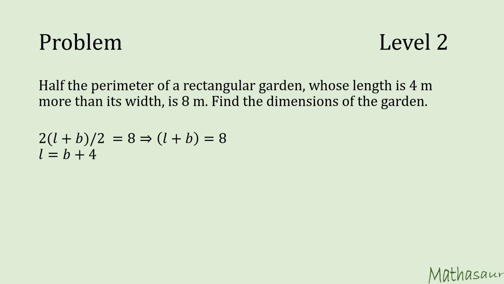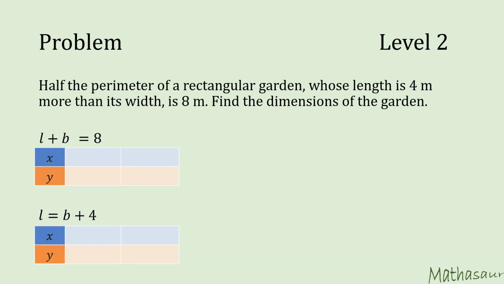Now how do we find the dimensions of this garden? We could graphically represent these equations in two variables and try to find out the point of intersection. Let us draw a table for x and y coordinates. Wait, but the variables are L and B. How do we draw the graph in the xy plane? So let us replace the length with the variable y and the width with the variable x. Now let us substitute values for x and find the corresponding values for y.